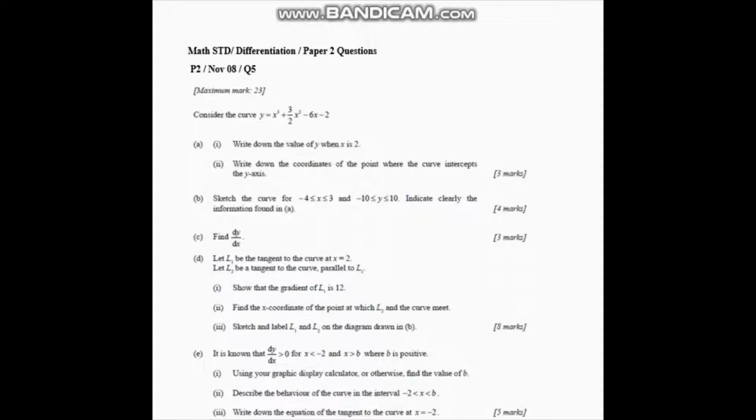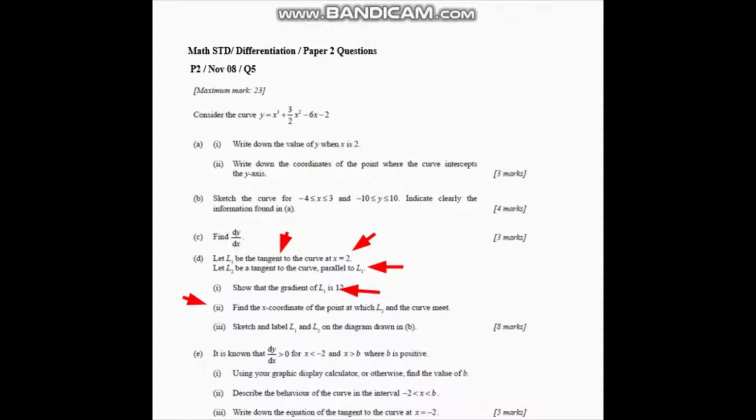So I am required in double I to find the x coordinate of the point at which L2 and the curve meet. I am told that L1 and L2 are tangents to the curve. I am given that L1 is a tangent at x equals 2 and that L2 is parallel to L1. So since it is parallel to L1, then I know that L2 also has a gradient of 12 because parallel lines have equal slopes or equal gradients.